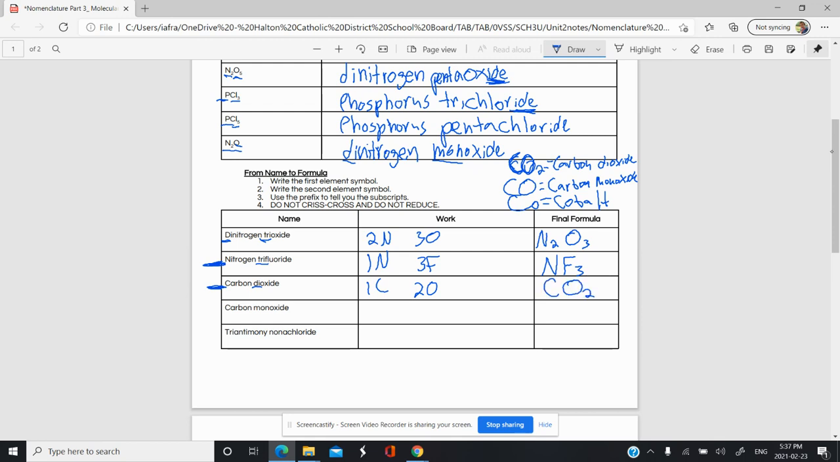So CO2. Carbon monoxide. No prefix there, so we know it's 1 C again. Mono, monoxide, 1 O. So CO.